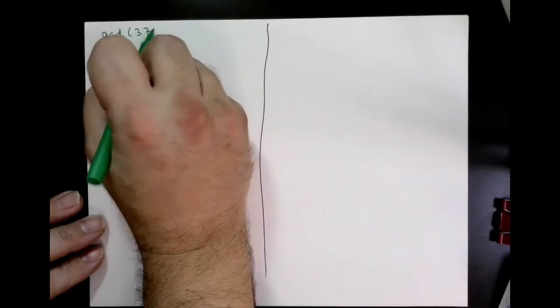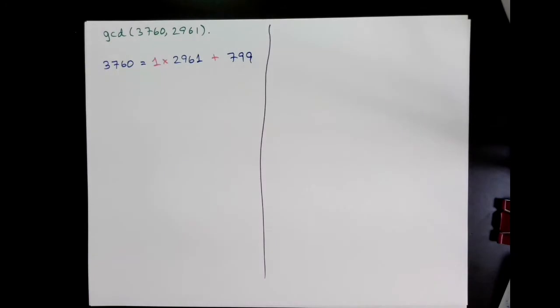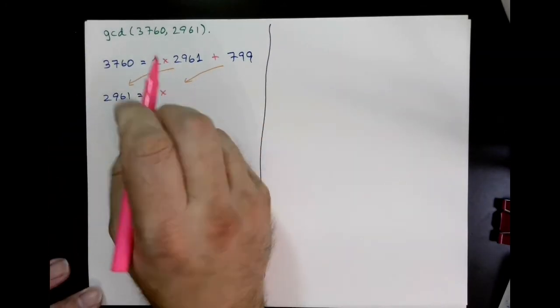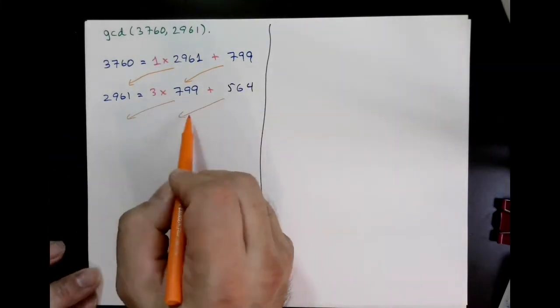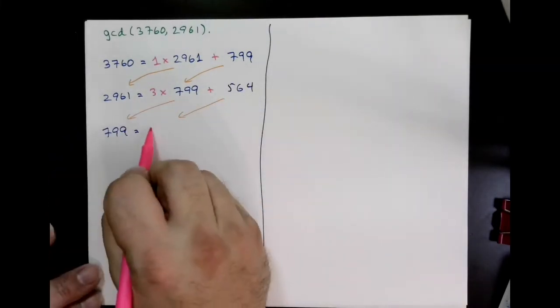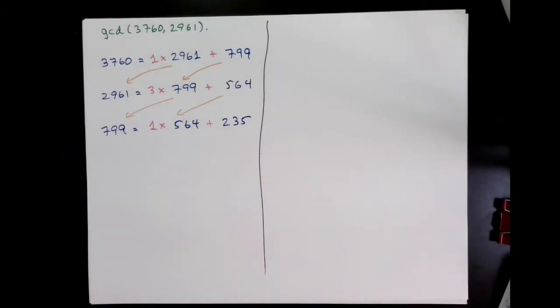Let's work out an example. And here I want to pick some big numbers to make it a little bit harder. So let's look at the greatest common divisor of 3760 and 2961. So first you divide 2961 into 3760 and obtain a remainder of 799. We then divide 799 into 2961 and obtain a remainder of 564. Divide 564 into 799 and obtain a remainder of 235, and so on and so forth.